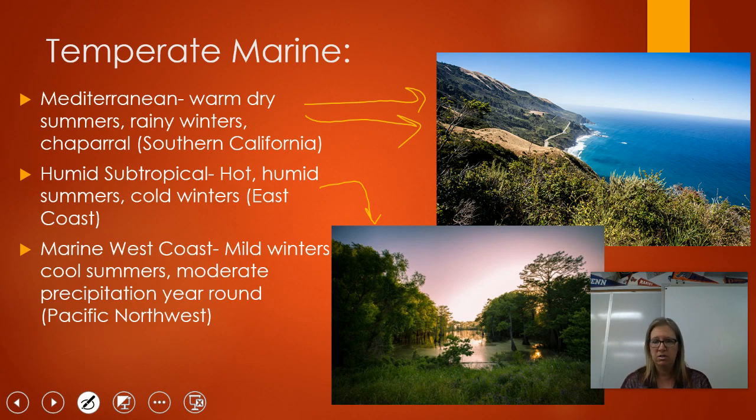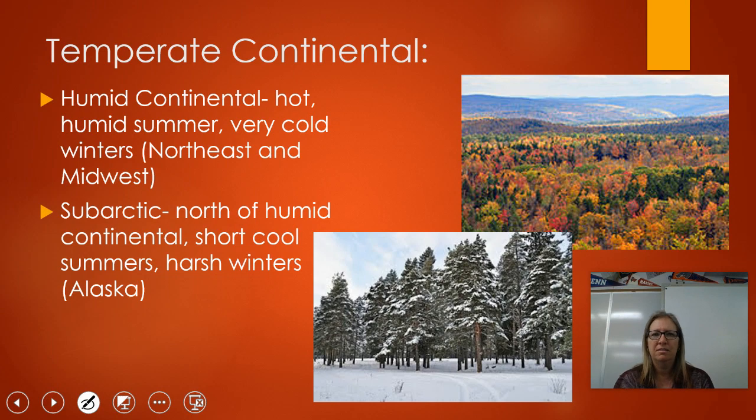Very hot and humid in the summer, and then quite cold during the winters, but a lot of humidity there, okay? Then we've got the temperate continental. Remember, this is a little more inland, away from the marine areas, and that breaks down into humid continental and the subarctic. Okay, you can probably figure out which is which.